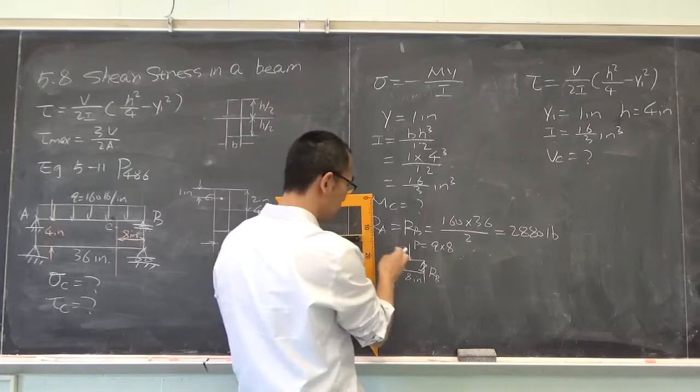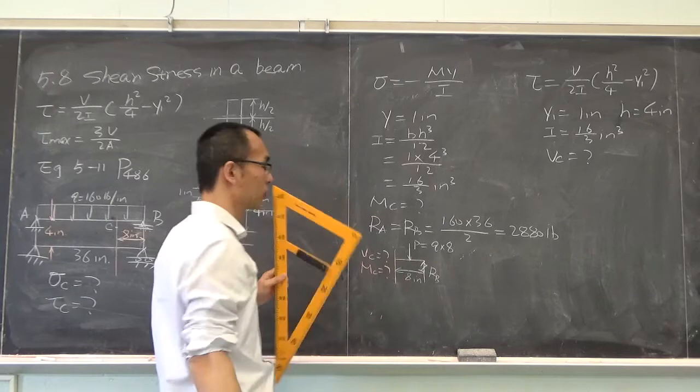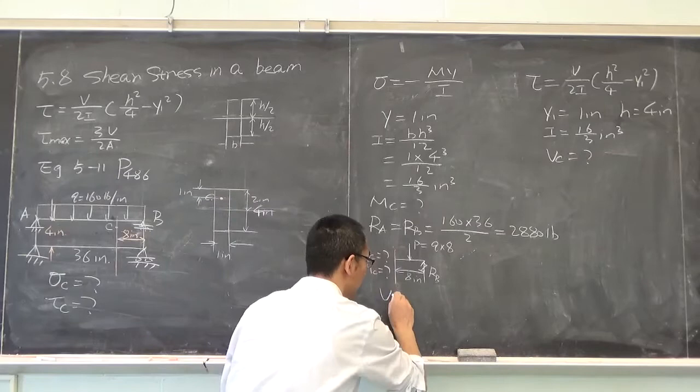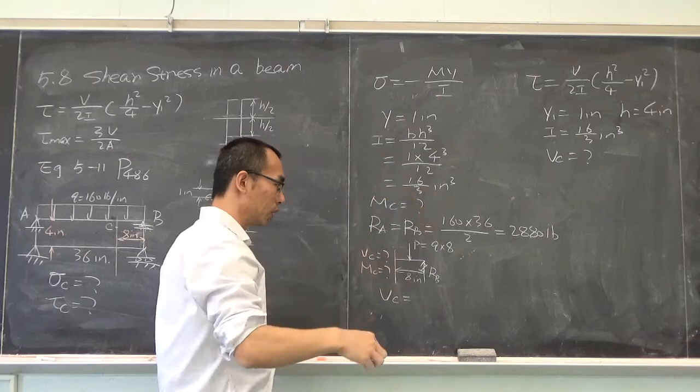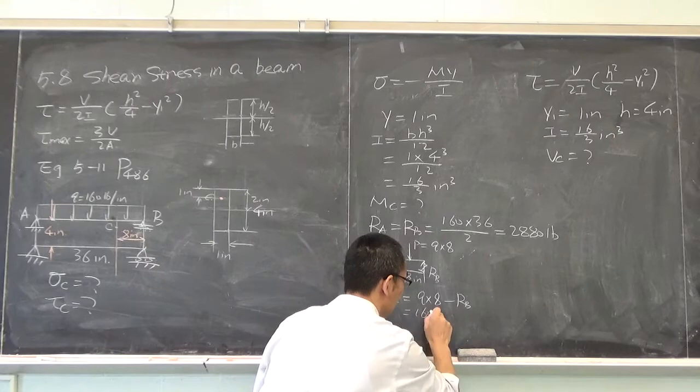We want to calculate the shear force at point C, right? C is here. What's the bending moment at point C? Okay, so now let's calculate the shear force at C first. P is clockwise, which is positive, right? It's Q multiplied by 8. RB is counterclockwise, so minus RB. So it will be 16 multiplied by 8 minus 28.80, right?